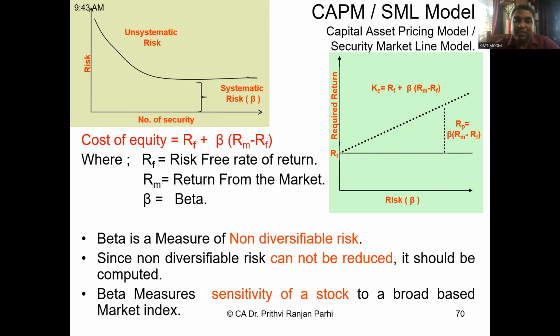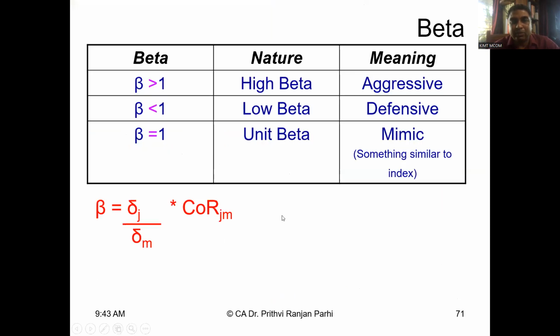It is the measure of non-diversifiable risk, or it's a measure of systematic risk. Systematic risk is not diversified. That is called non-diversifiable risk. Unsystematic risk is diversifiable risk. So by using this formula, you'll be able to compute cost of equity.